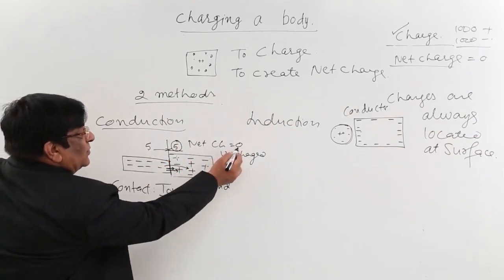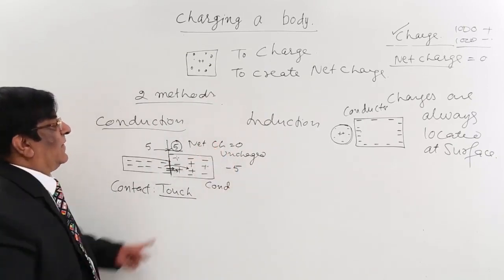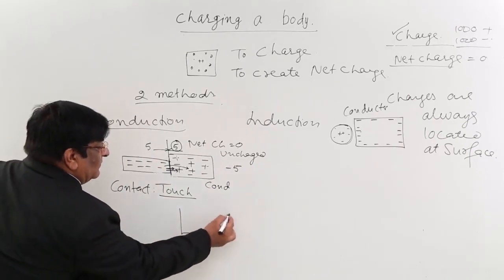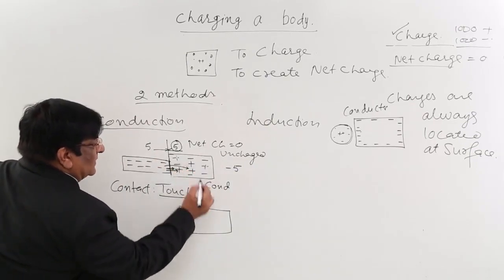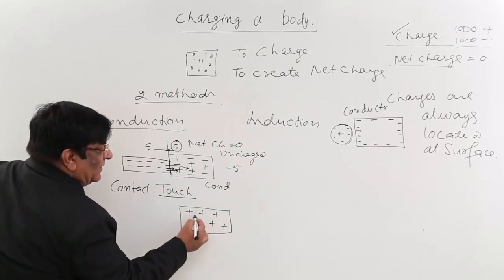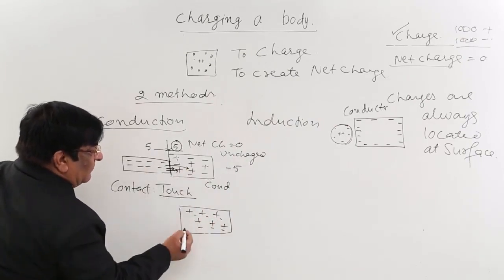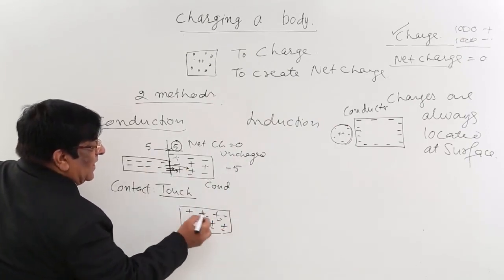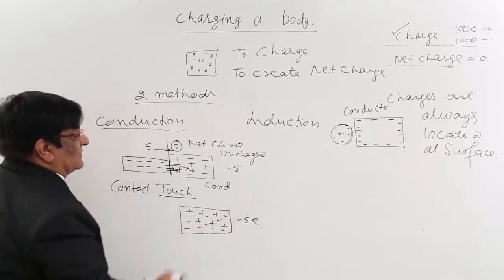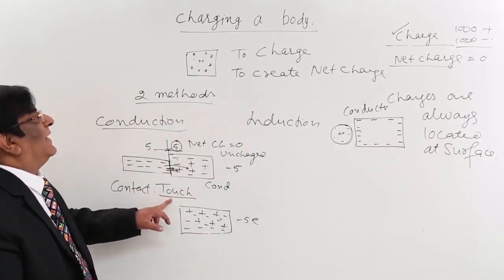Earlier it was 0, now it has an excess of 5. So what is its charge? -5. And after that we remove it. When we remove it, we find here that this was 1, 2, 3, 4, 5, 6 and 1, 2, 3, 4, 5, 6. This was the earlier case, 5 have come here. Now it has got excess of electrons, and we say this body is now charged, and this charge has taken place by contact, by touching.